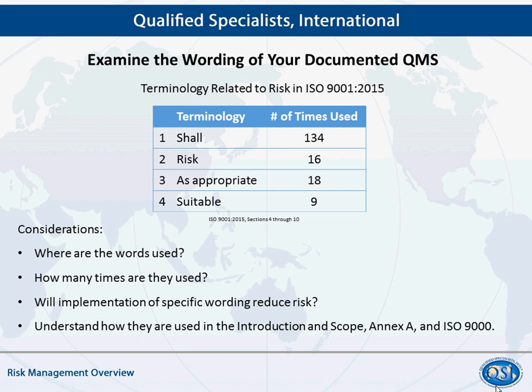Okay, thank you. So the considerations are, where are the words used, how many times they're used, right? It's very important to keep track of that. So if 9001 identifies a shall, when you flow it down to your work level instructions or even on your forms, that shall needs to remain a shall. If it doesn't, then you're breaking away from the standard and or the intent of the standard. And by doing so, there's a possibility of introducing risk to your system. And then will the implementation of the specific wording reduce your risk? In my view, yes, it will reduce your risk, particularly if you draw the boundaries around that.